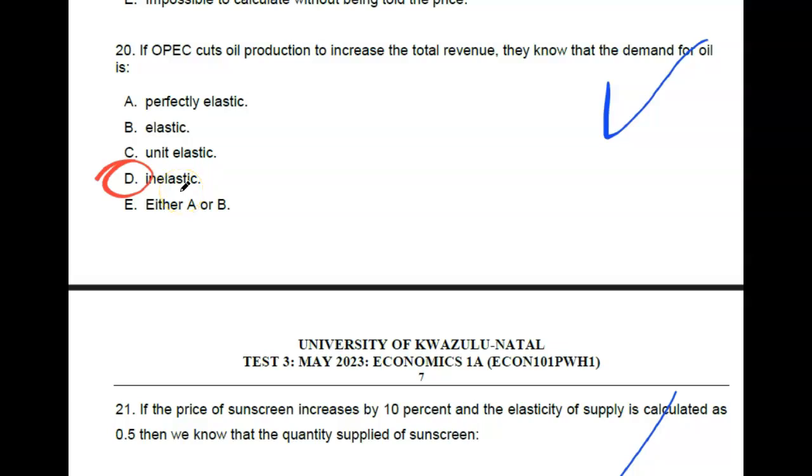Just remember, inelastic means that with petrol and oil, if they decrease or increase prices, it won't really affect us much. If they increase petrol and make it expensive, we still have to buy petrol because we need it. They are monopolies, they own petrol. If they want to make it 100 rand a liter, we just have to buy it for 100 rand a liter. We can't say anything because we need petrol.